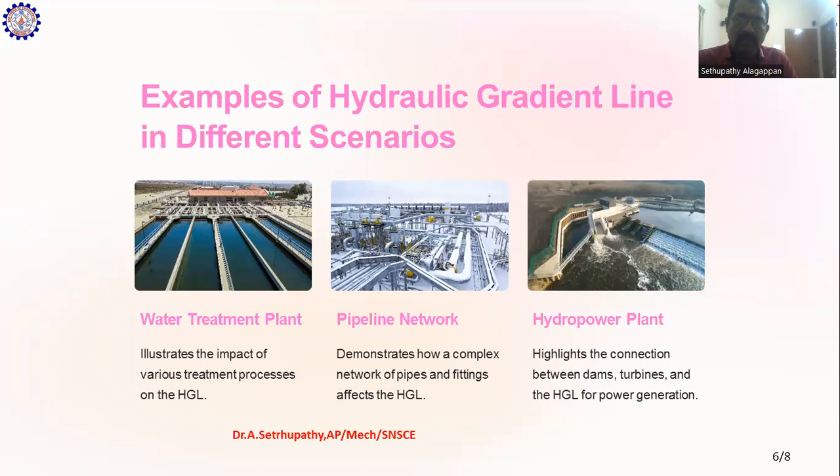Now, examples of the hydraulic gradient line in different scenarios. Water treatment plants illustrate the impact of various treatment processes on the hydraulic gradient line. Pipeline networks demonstrate how a complex network of pipes and fittings affects the HGL. The third is hydropower plants, which highlight the connection between dam turbines and the HGL for power generation. These three main areas are the different scenarios where the hydraulic gradient line is used in fluids.